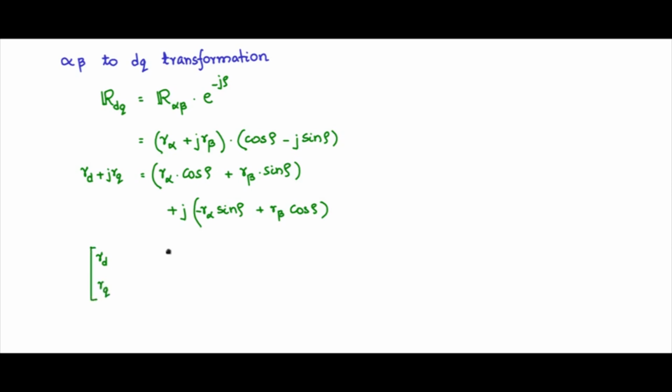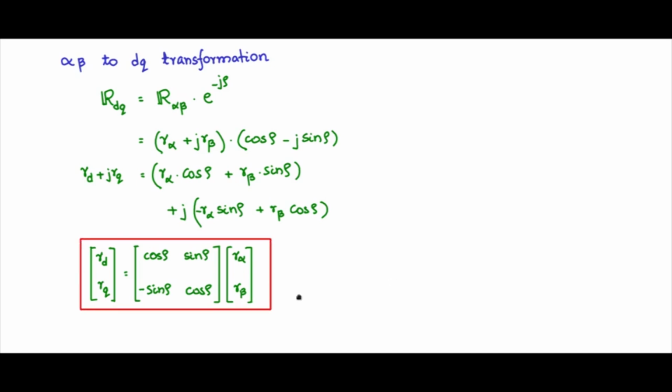So what is RD and RQ? I can put it in the matrix form. RD is this one. Cos rho will come in, sin rho will come in. RQ is minus sin rho and cos rho, and I can put in the input vectors, which is R alpha, R beta. So this thing has been put into this compact matrix form, and this will be the alpha beta to DQ transformation, and this is a vector, can say is in the DQ reference frame. So let us have a look at that DQ reference frame.